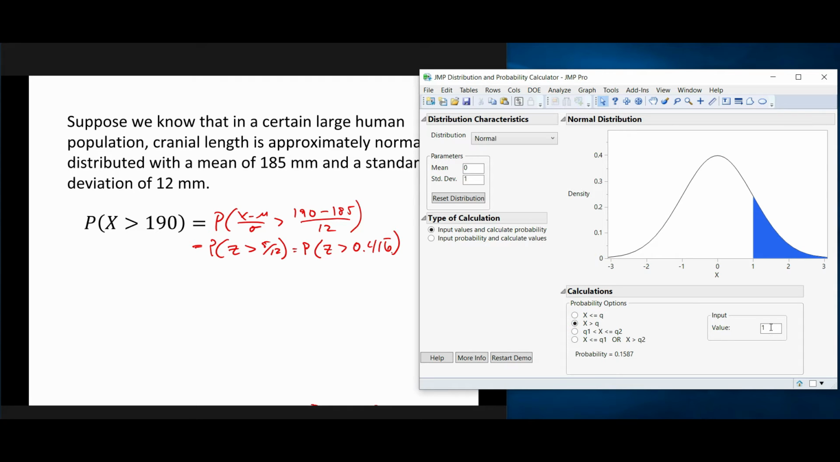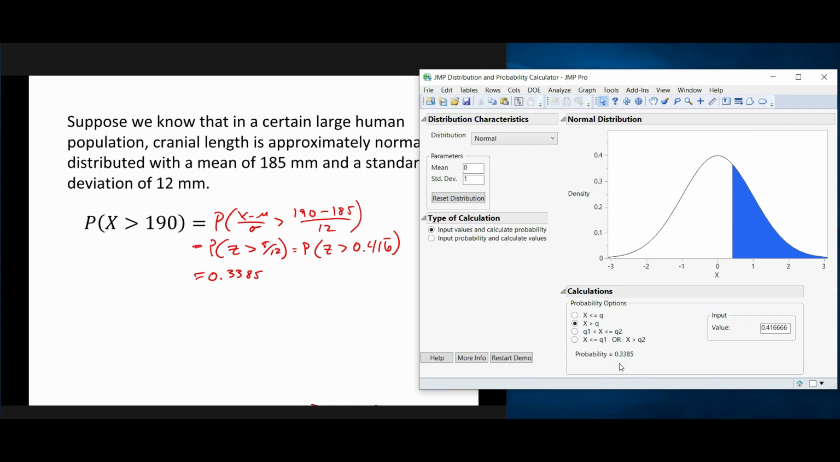So I'll select that option, and I'll put in 0.416666. And that shows me that area graphically and tells me that that probability is 0.3385. So not only is there 33.85% of the area above 0.416 from the standard normal, but there's 33.85% of the area from a normal centered at 185 with standard deviation 12 that's above 190.